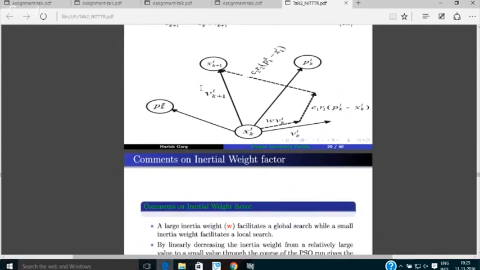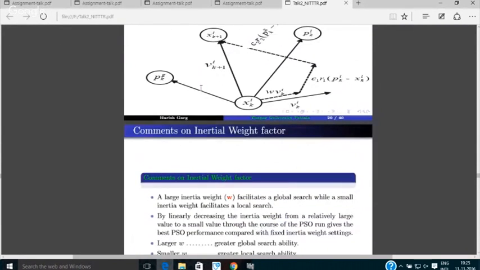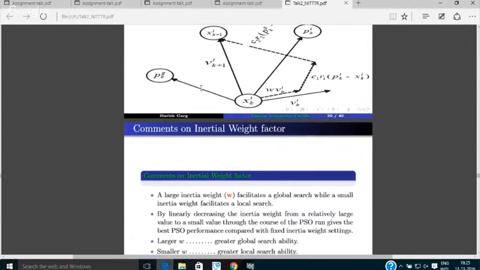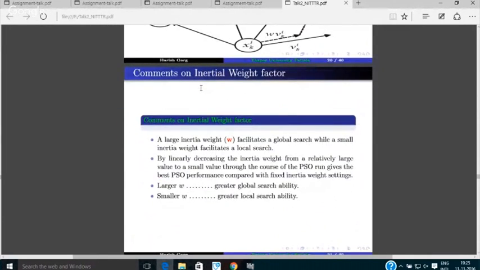Okay, that comes in my next slide. What is the physical significance of this inertia weight vector? These are comments on my inertia weight vector. The large inertia weight facilitates the global search. Definitely the omega lies between 0 and 1 because it's a weight vector. So a weight of 0 means 0, and 1 means 100%. While the small inertia weight facilitates the local solution.